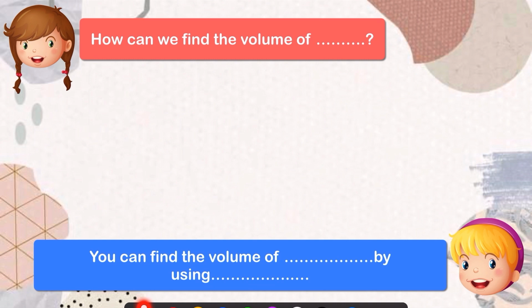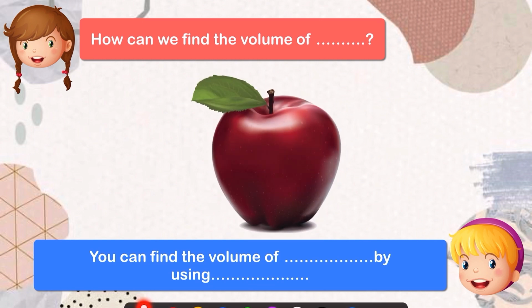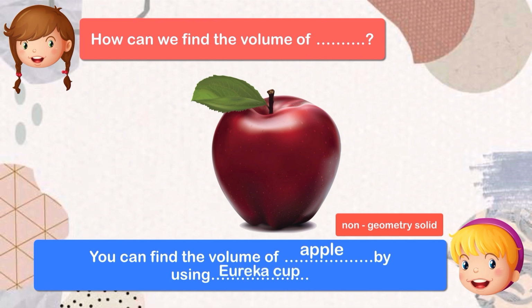Now I want you to answer. How can we find the volume of an apple? What state of matter is an apple? An apple is solid, right? Is an apple geometry solid or non-geometry solid? The answer would be non-geometry solid. Again, if it is non-geometry solid, how can we find the volume of an apple? You can find the volume of an apple by using a Eureka cup.